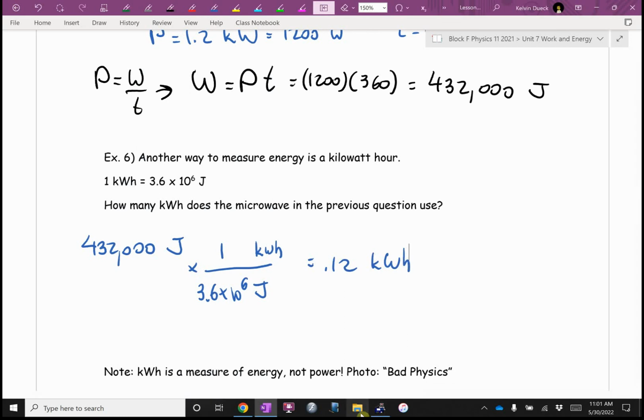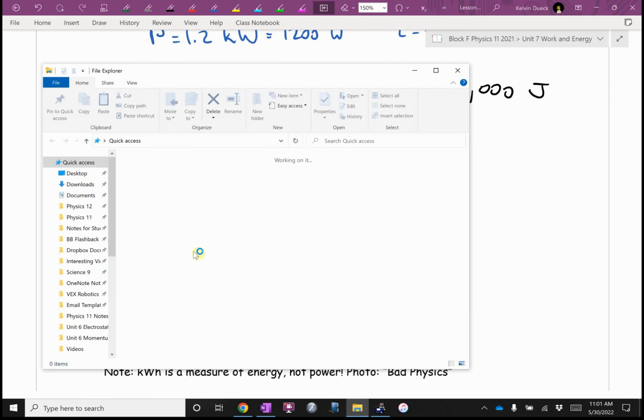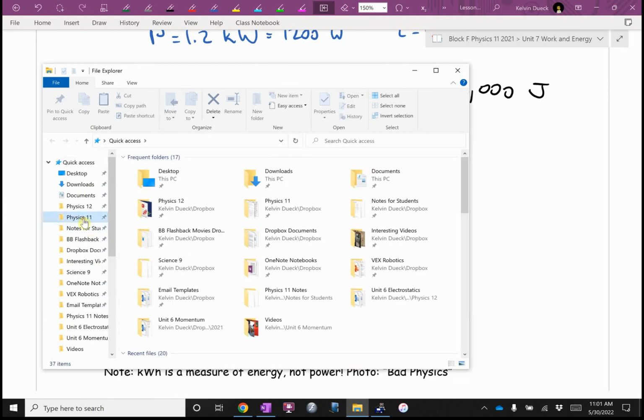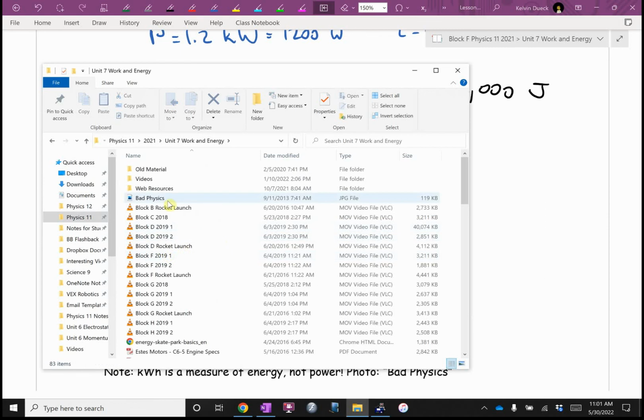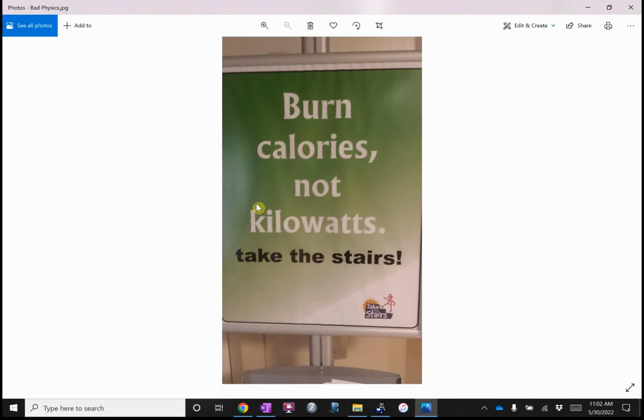I wrote here, kilowatt hours is a measure of energy, not power. So here's some bad physics. I think I have a photo here. I saw this on, I think, a SkyTrain station. BC Hydro had posted this: "Burn calories, not kilowatts." That says burn energy, not power.